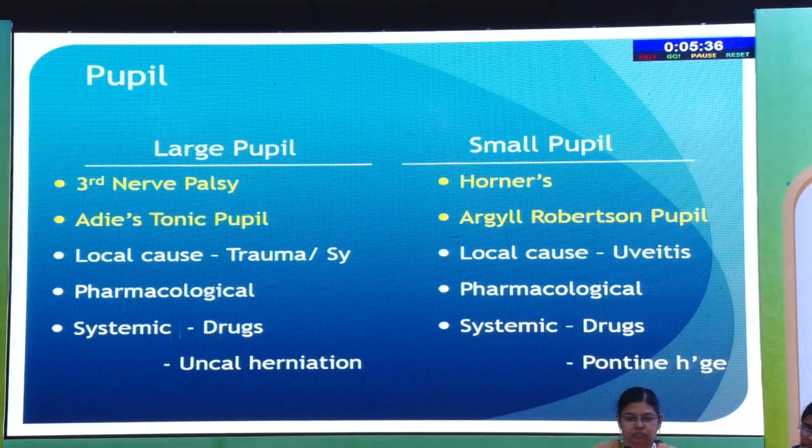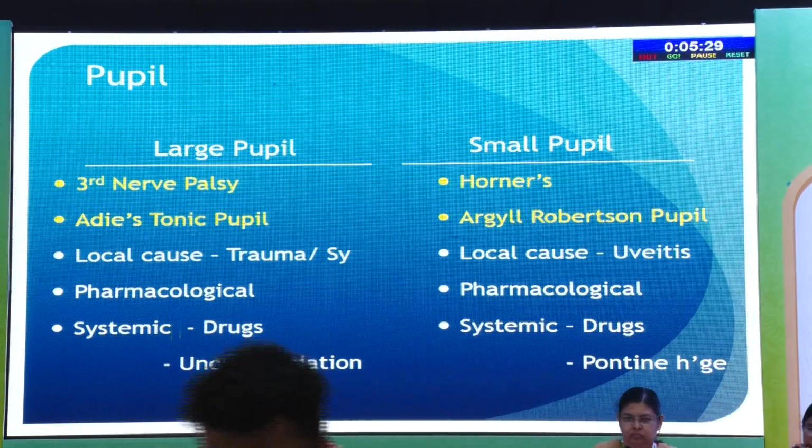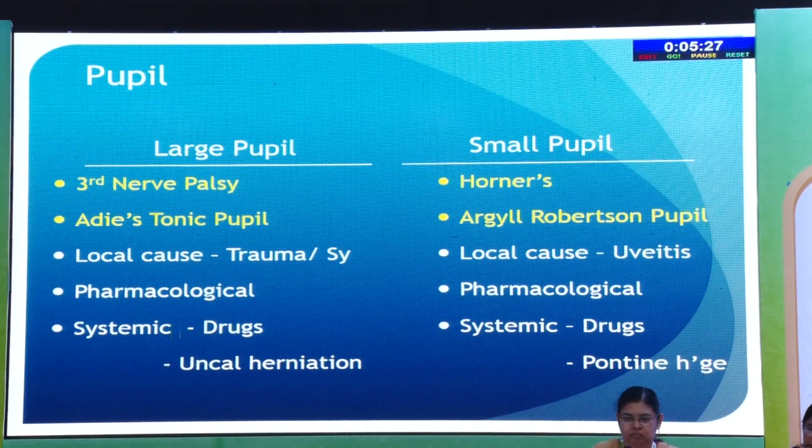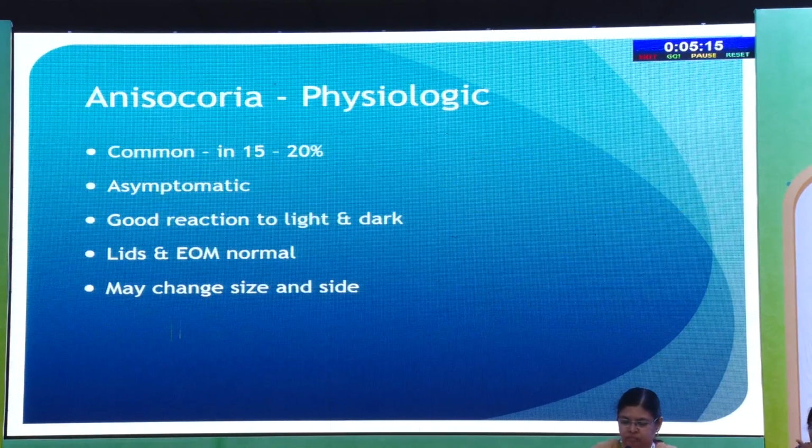So large pupil, think of a third nerve palsy, Adie's pupil, or obviously it can be a local cause, say post-surgery, post-trauma, and obviously think of pharmacological and systemic causes. Small pupil, you are mainly thinking of Horner's pupil, Argyll-Robertson pupil. It can be a local cause like a uveitis. Anisocoria physiological, as I said, you need to identify, you can look at previous photographs, but the reactions will be normal. That's the main difference, and usually they are asymptomatic.